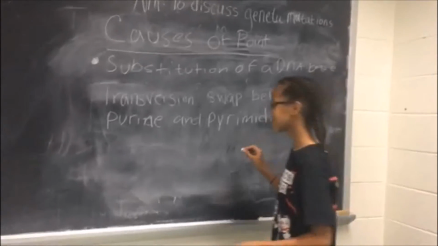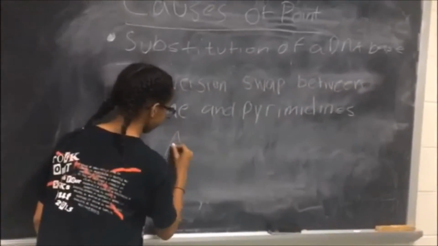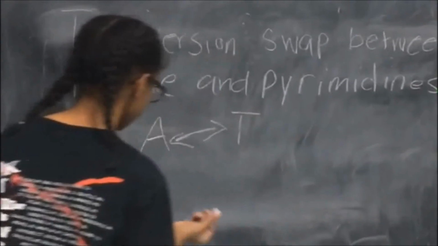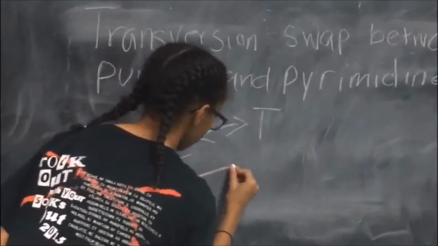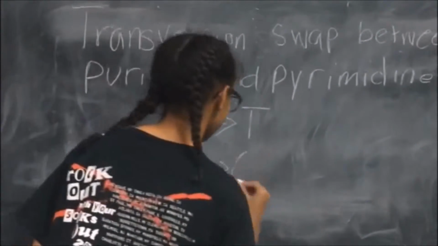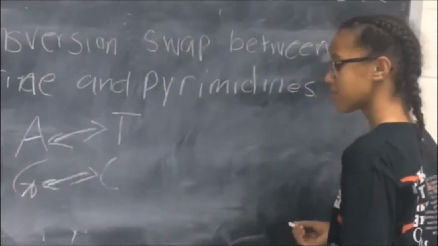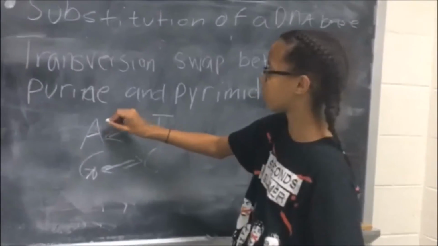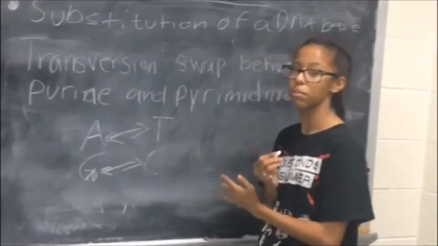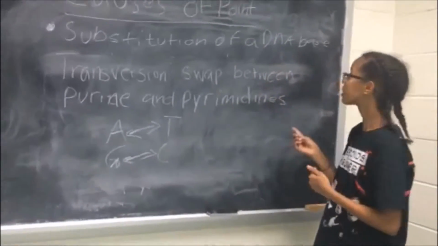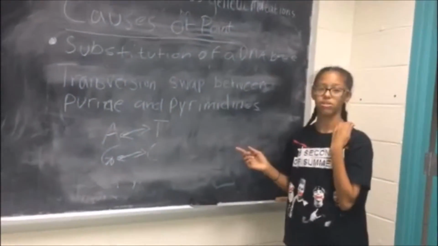An example of this would be A swapping with T, or G swapping with C. Or it could be A with C and G with T. You know, either one, as long as it's a purine and a pyrimidine swapping places where they're supposed to be. Okay, take a second to take that down before we move on to the next one.